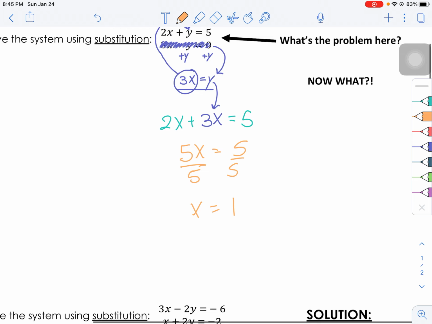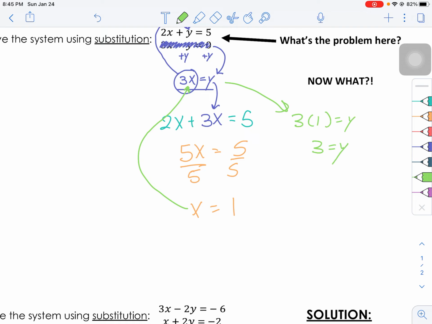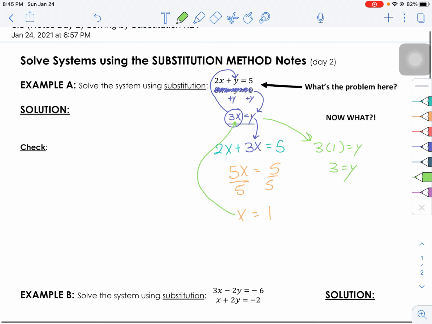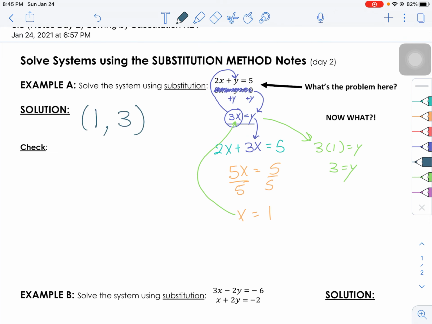Well, as soon as you solve for x, remember, we need to plug that x back into the equation that's solved for the other variable. So then that's going to give us 3 times 1 is equal to y. So then 3 is equal to y. So what's our solution? Our solution for this problem is going to be 1, 3.